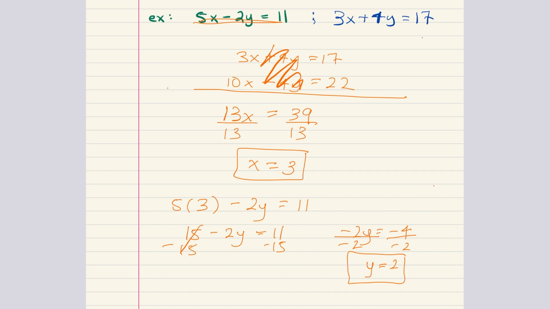So you can use any one of these 3 methods to solve algebraic systems. They will get you the same answer. It's really a matter of preference. And with that, we've covered everything we want in this chapter.